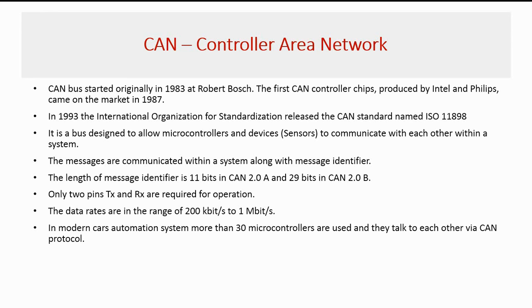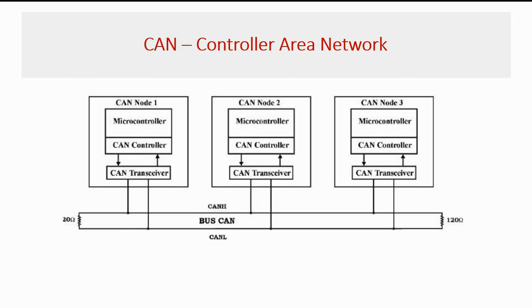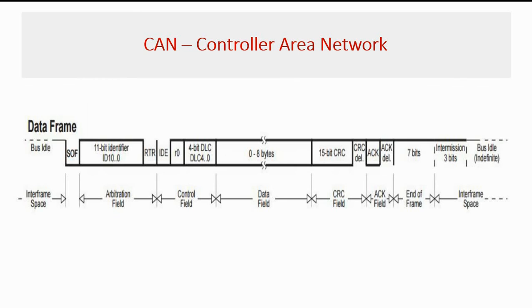So here you can see how different CAN nodes are connected on the CAN bus. And this is the frame format for the controller area network.